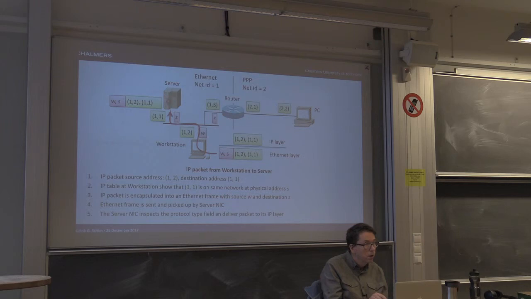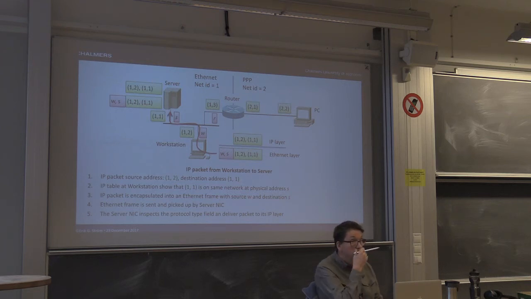picks up this Ethernet packet, and then looks at the header here and realizes, okay, it's an IP packet, and then it delivers it up to its IP layer that then does the further processing. Okay, so the IP layer at the source encapsulates into a frame at the source, sent over the physical network, picked up by the correct receiver, and then pushes up the IP packet at the destination. Questions?